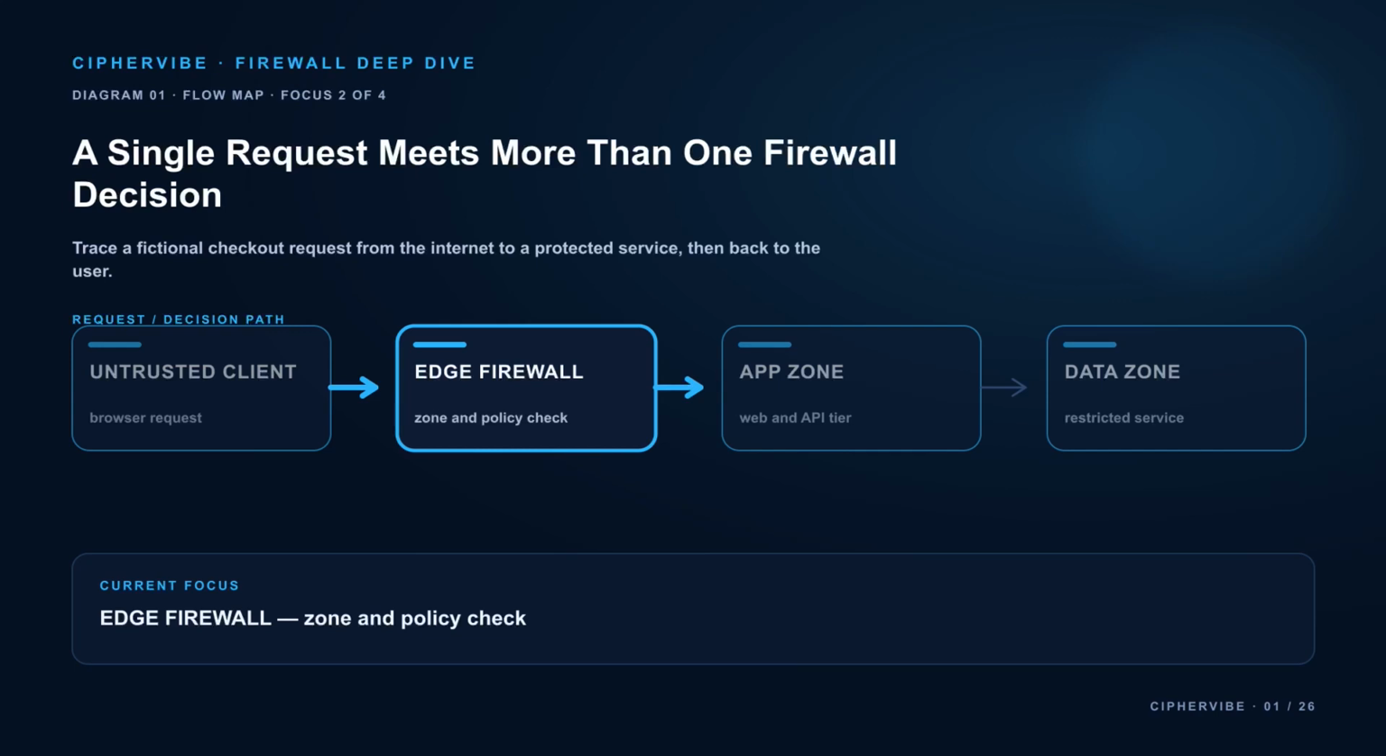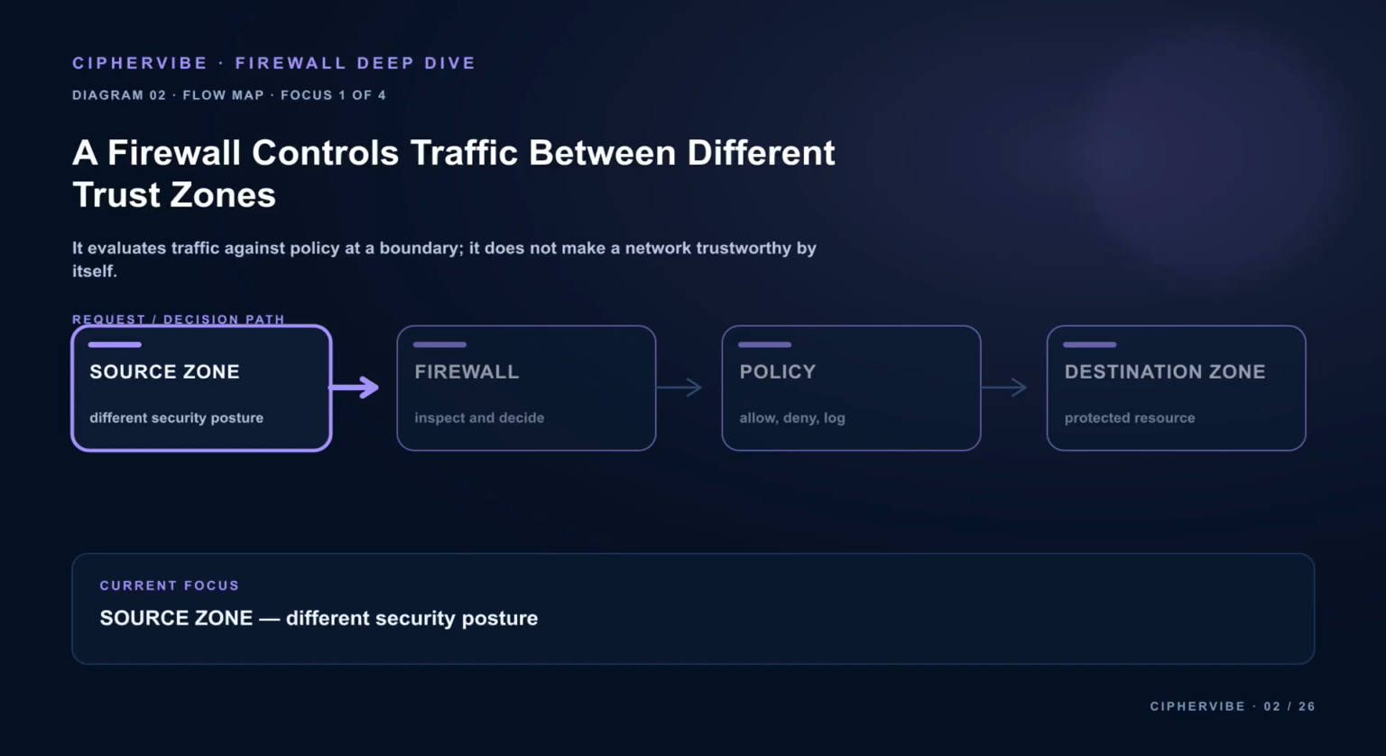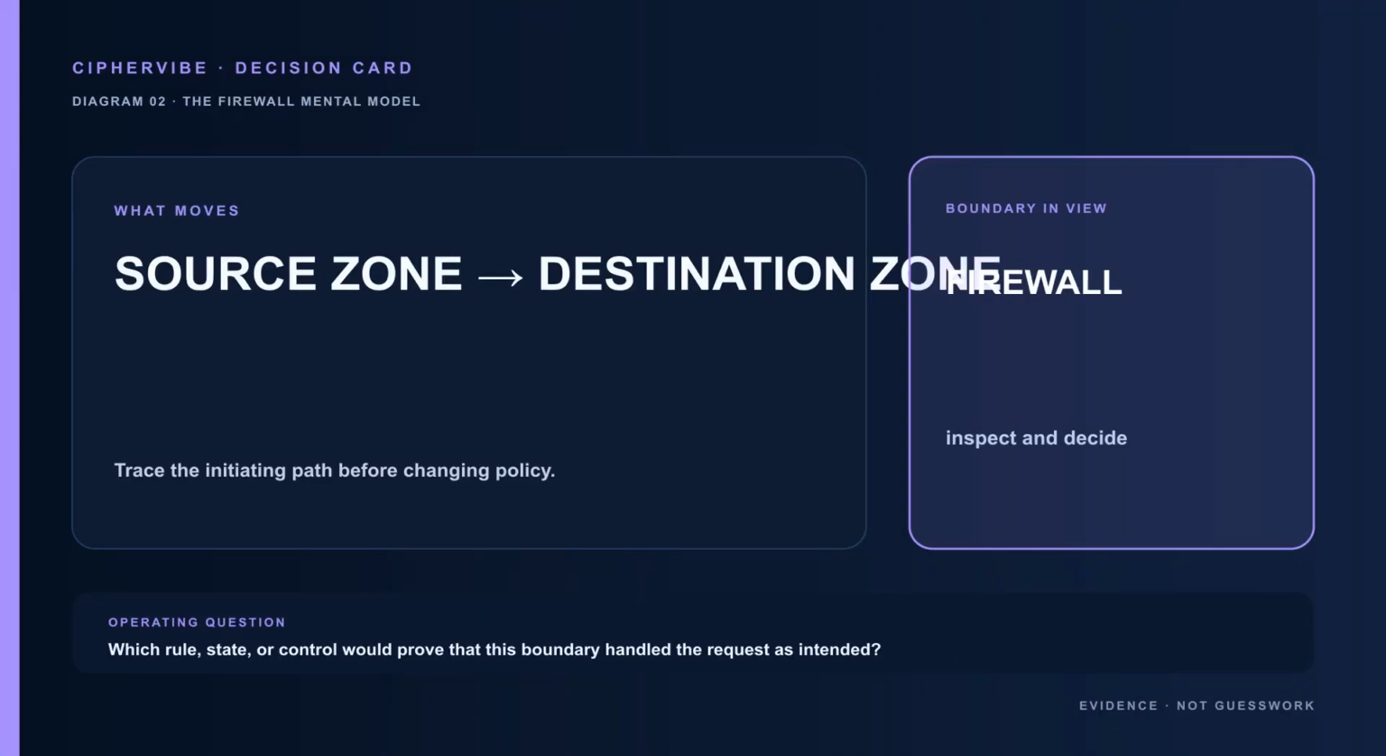Keep that chain visible: intention, enforcement, evidence, and review. CipherVibe uses the chain to turn firewall work into an operable security control. The important shift here is from a product label to a control boundary. We need to know what is being decided, from which evidence, and for whom.